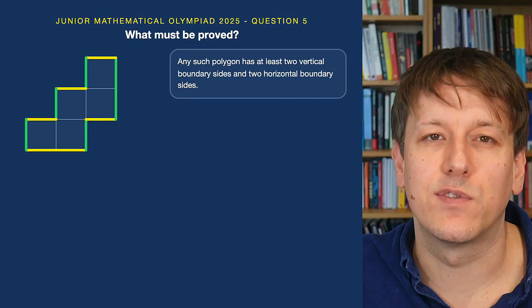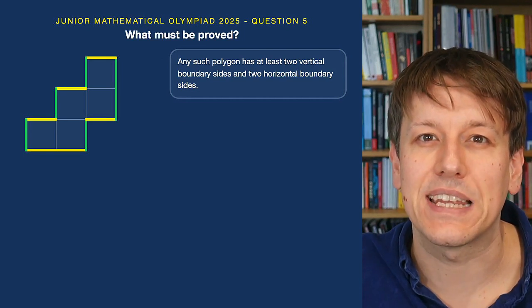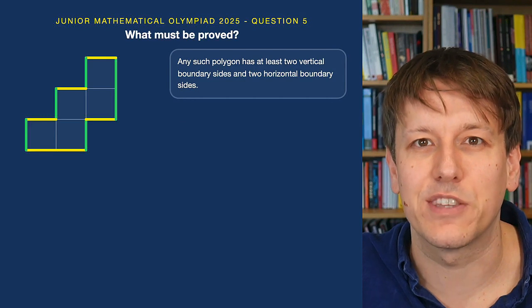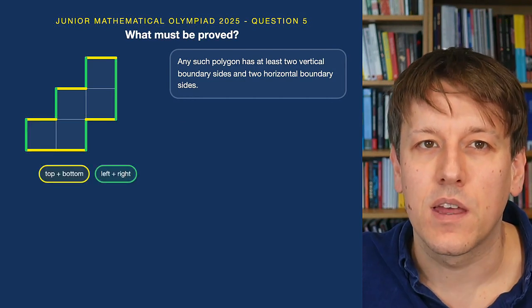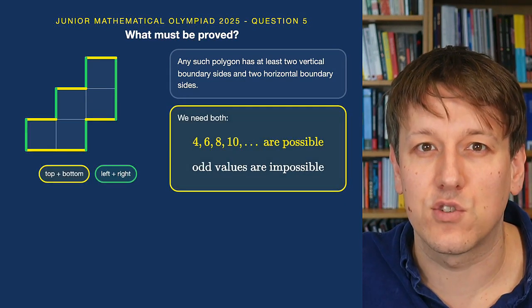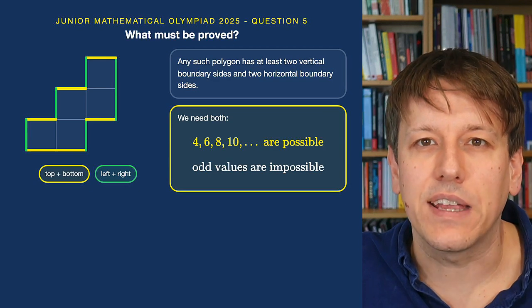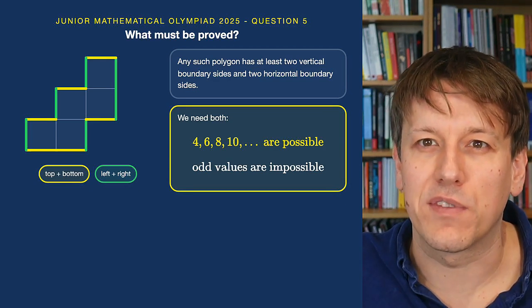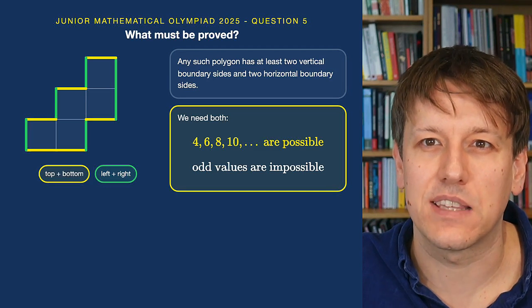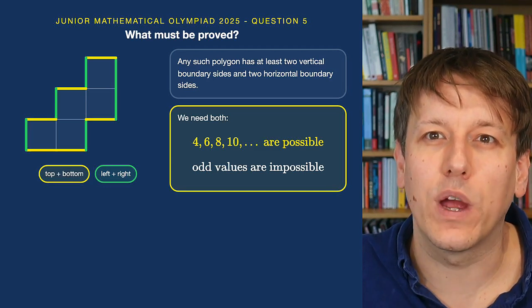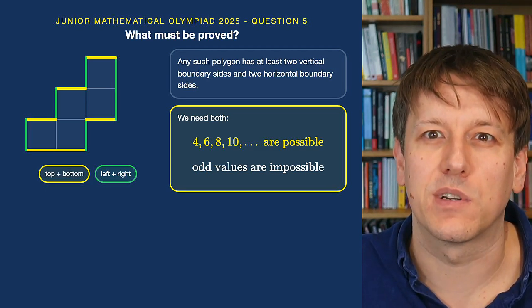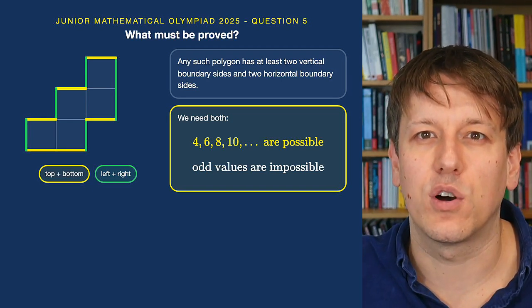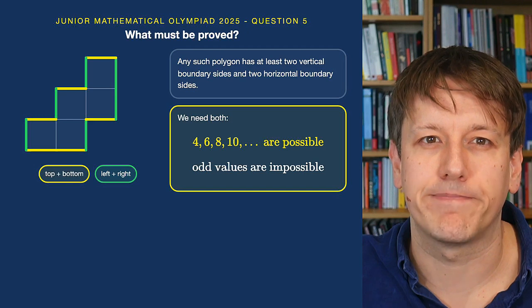So the lower bound of 4 is quite natural, of course, because any such polygon has at least a left side and a right side and at least a top side and a bottom side, so it has to have at least 4 sides. So the proof from there has 2 main parts. We need to find some way of showing that we can make a polygon with 4 sides, with 6 sides, with 8 sides, with 10 sides, and so on, but do it in a way that we show that all of the larger values are possible as well, not just examples of smaller values. And secondly, we need to show that odd number of sides can't happen.